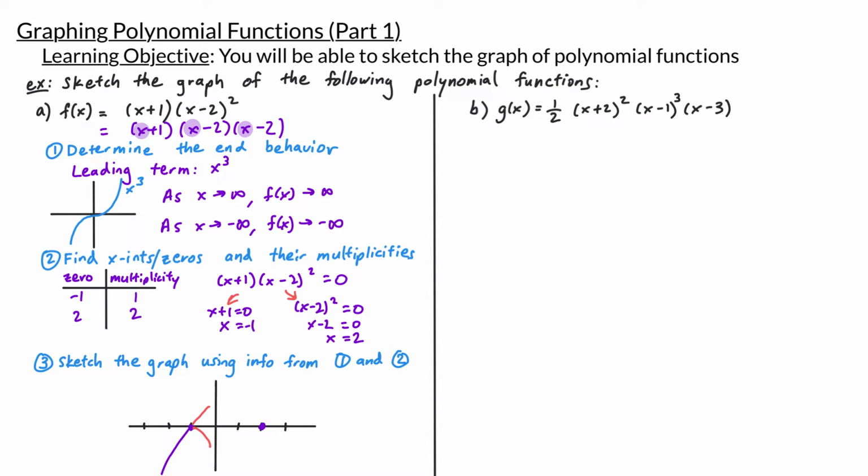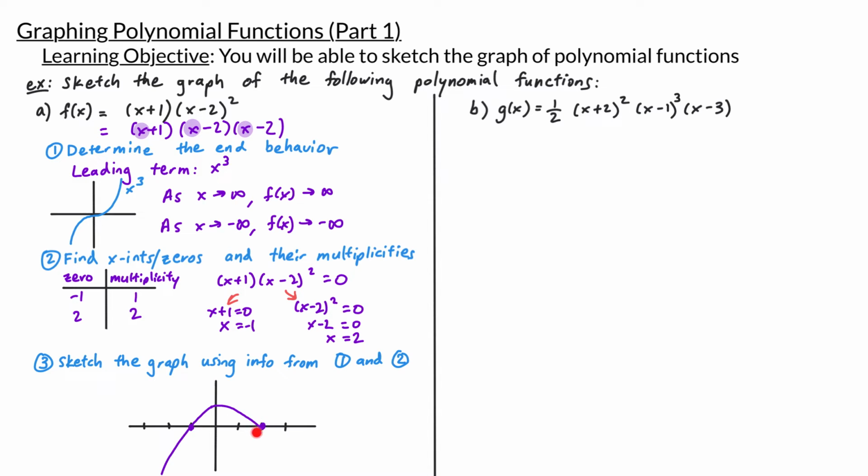And remember from our previous video, we learned that if we have an odd multiplicity, your graph crosses the x-axis. So at -1, we should draw our graph crossing the x-axis here. So we draw something that looks like this. Now what we want to do is connect this segment to our next x-intercept. So take this segment and bring it back down to this x-intercept.